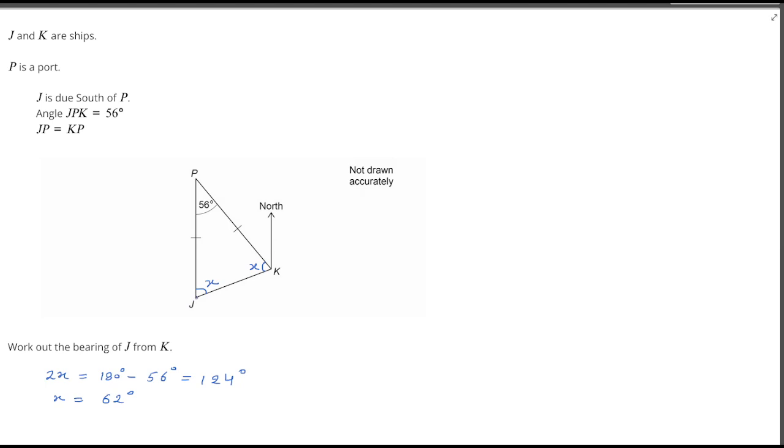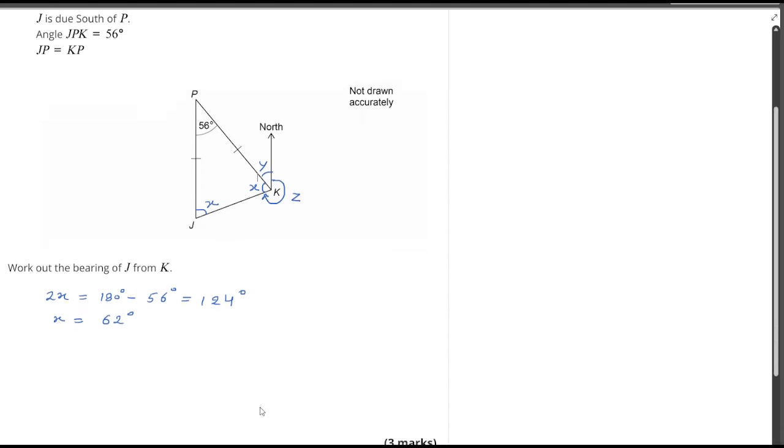Next, I have to work out the bearing of J from K. So this whole angle I need to find out. Let us consider this angle is Z and here this angle is say Y. So X I got 62 degrees. Now Y is 56 degrees, as PJ and this north are parallel to each other. So by the alternate angle property, I will say that Y is 56 degrees.